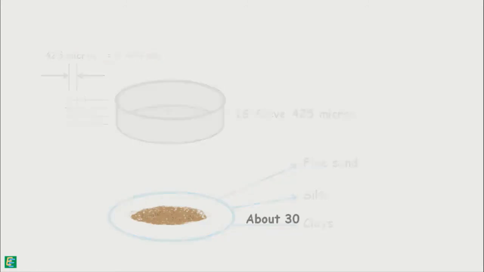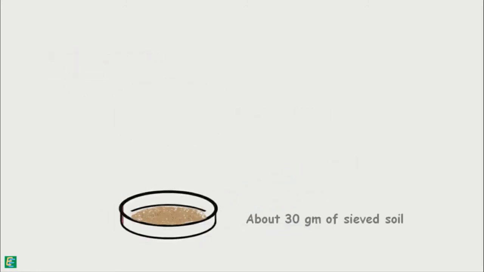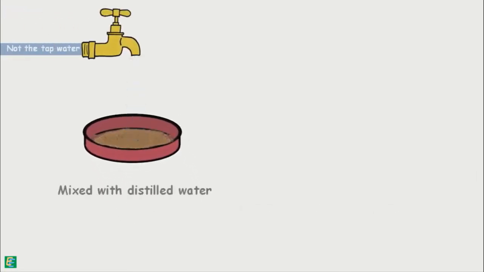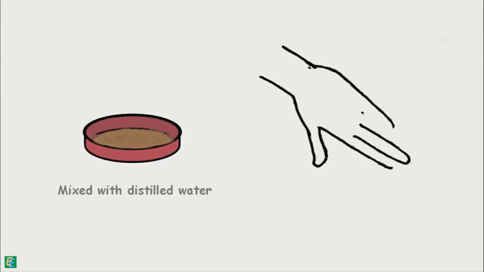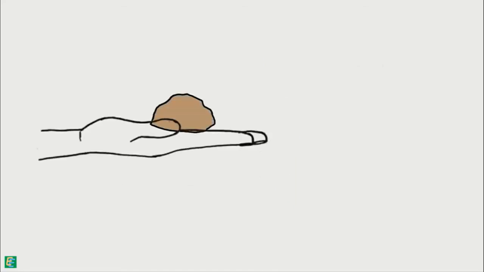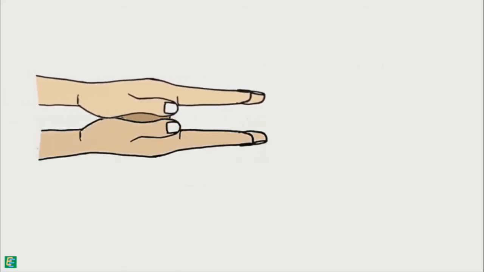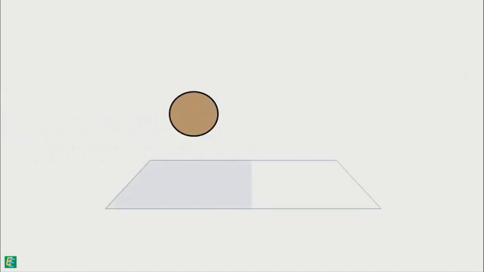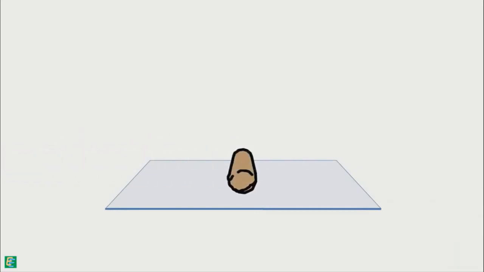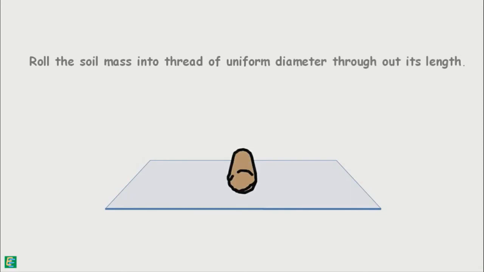We take about 30 grams of this sieved soil in an evaporating dish. It is thoroughly mixed with distilled water till it reaches a consistency at which it can be rolled without sticking to the hands. We take some amount of this soil mass in hand and form a ball. Then the ball is placed on the glass plate and rolled between the palm and the glass plate with little pressure to roll the soil mass into a thread of uniform diameter throughout its length.